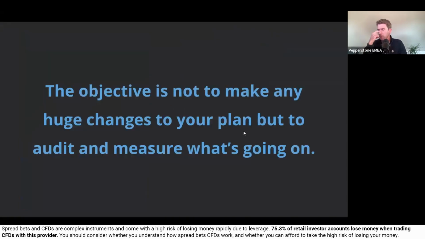Okay, so one thing to mention here is the objective isn't to make any massive changes to your plan, right? And that's important. I want to kind of pause on that. That's why I've put this in a separate slide here: we want to just audit and measure. We're not making changes based on one day. That's a very dangerous game to play. We've probably all fallen into that trap. Oh, maybe I widened my stop because I got pinged out, and it went my way. No. Okay, we want to see a pattern of performance and a pattern of habits before we make changes.